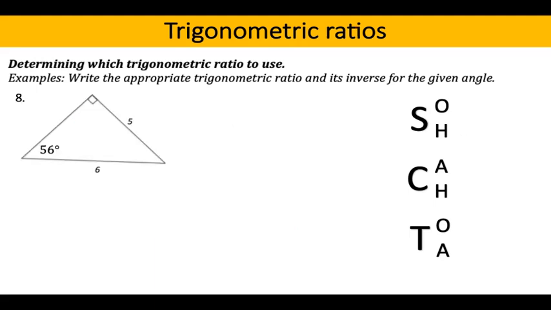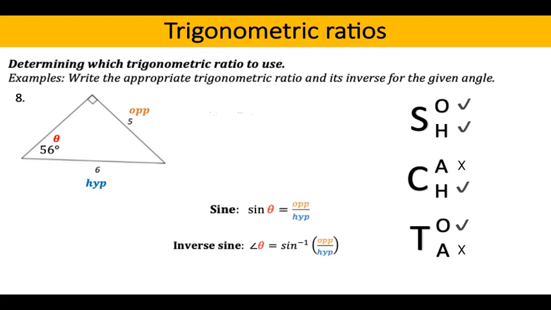Let's look at example number 8. Again, label your triangle. We have our theta angle, our hypotenuse, and the opposite side. We will not worry about labeling the adjacent side because we don't know it and we don't need to know it. So let's not include that label. It would confuse and make it hard to decide what ratio we would need. Opposite and hypotenuse, notice that is sine.